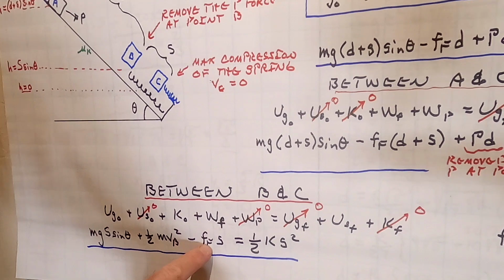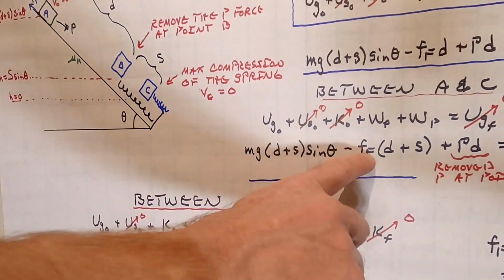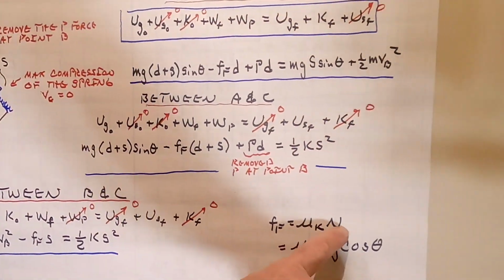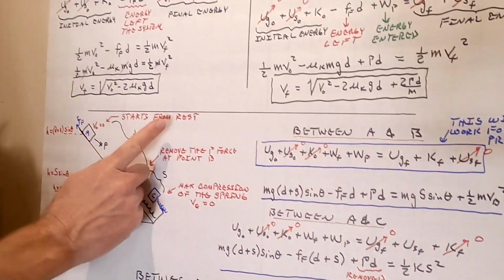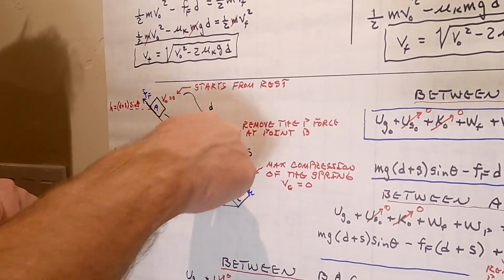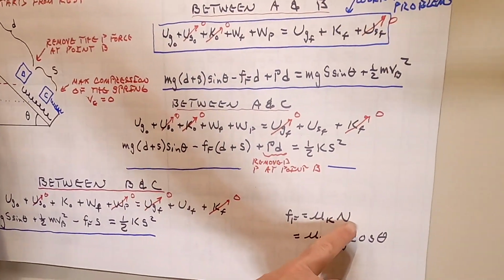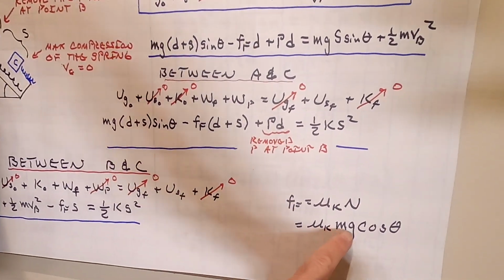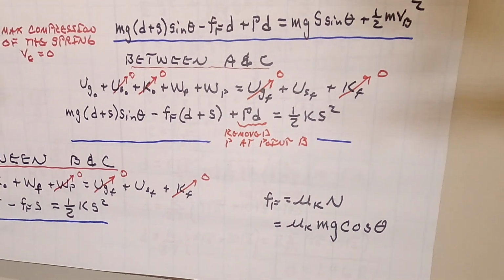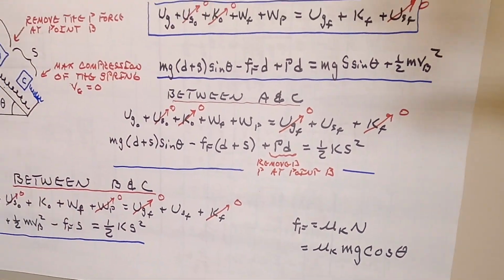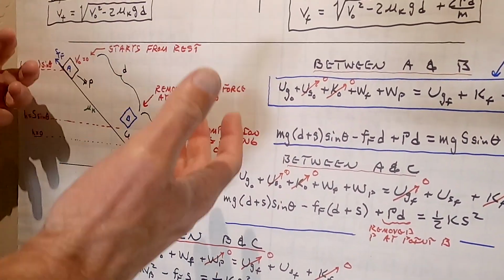And just to let you know, the frictional force for all of these, remember, is mu k N. But remember, N is this way, so N is equal to mg cosine theta, just from our forces. So the frictional force is mu k mg cosine theta. That's what you'd use for the friction on all these. Okay, so that's how you handle this.